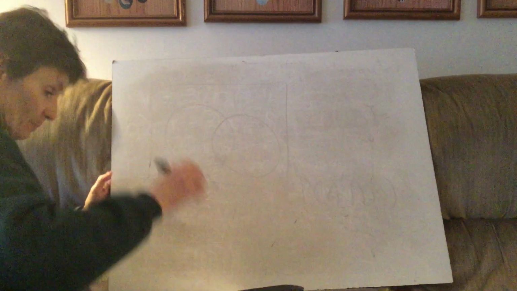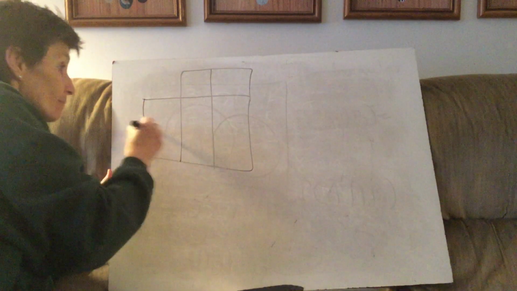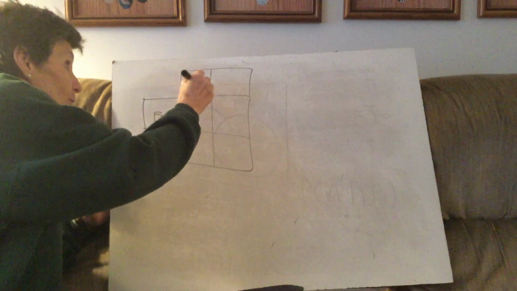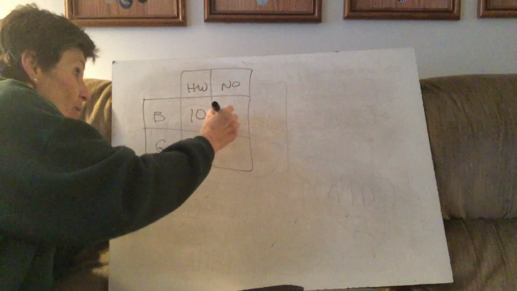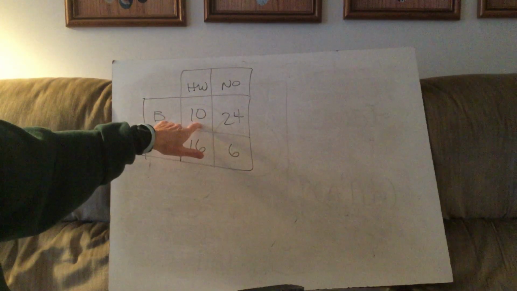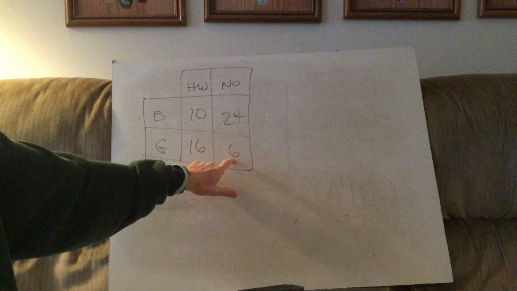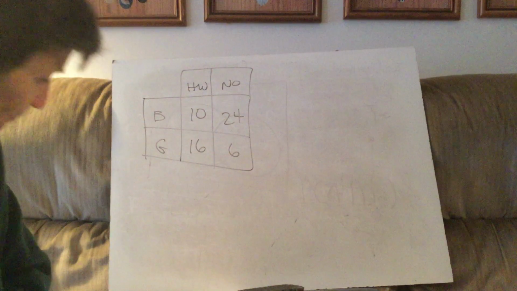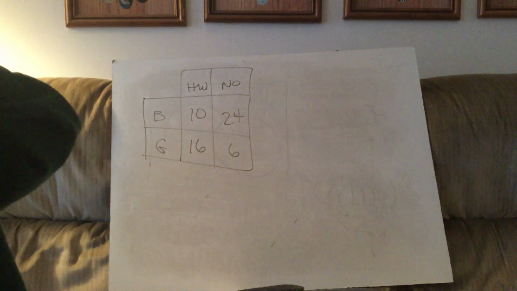Number 2, we have boys and girls and homework and no homework. And we have 10 and 16 and 24 and 6. Okay. So, for example, remember how to read this chart. These are the boys who do their homework. And these are the girls who don't do homework. Okay. So the question says, if 1,000 students are surveyed, how many would be expected to do homework?